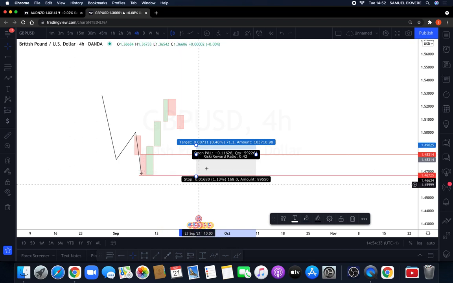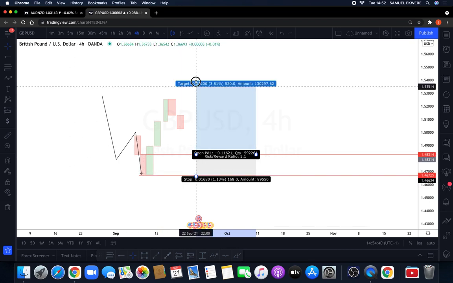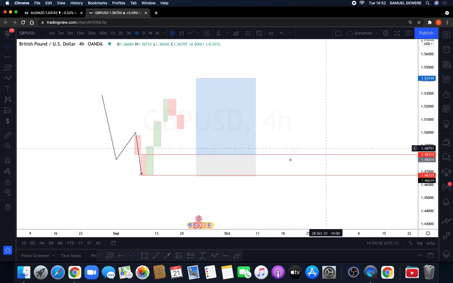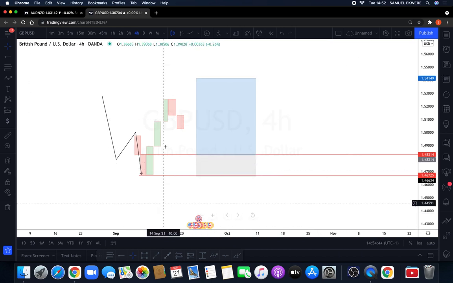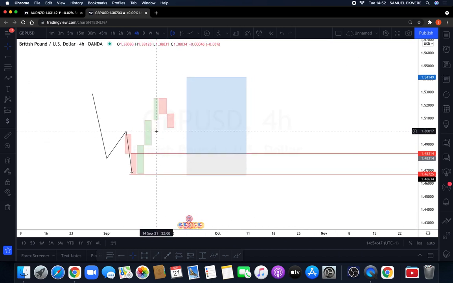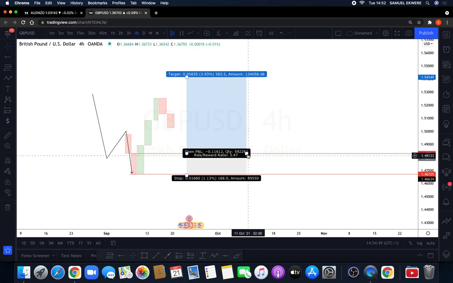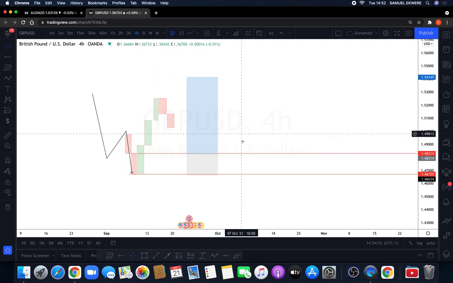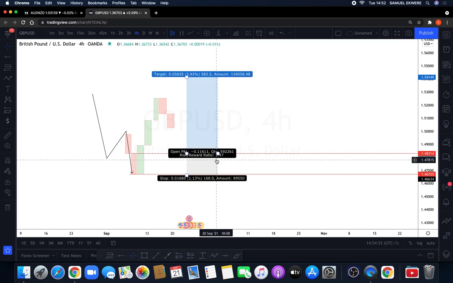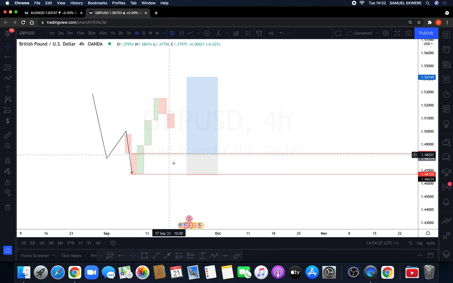So you can make it a few pips below the other block, and then your target, you can target anywhere above, right? So here's the first type of entry. We're still going to talk more about entries, but let me let you know that for now. Either you enter from the open of the other block, or you enter at 50% of the other block.